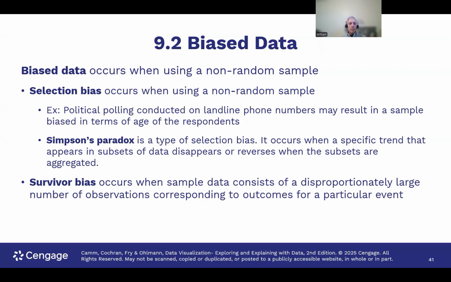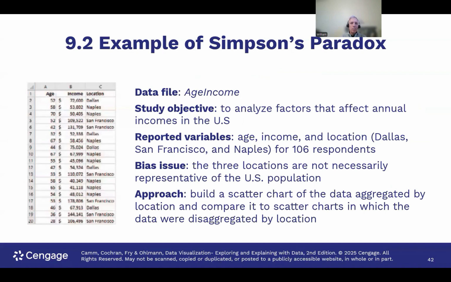Simpson's paradox is an interesting one. It's a type of selection bias, and it occurs when samples are pulled out of the whole sampled collection. I'll give you an example of that in a minute. And survivor bias is when the sample consists of a disproportionately large number of observations corresponding to the outcome of a particular event. It implies survivor bias. Let's talk about those individually.